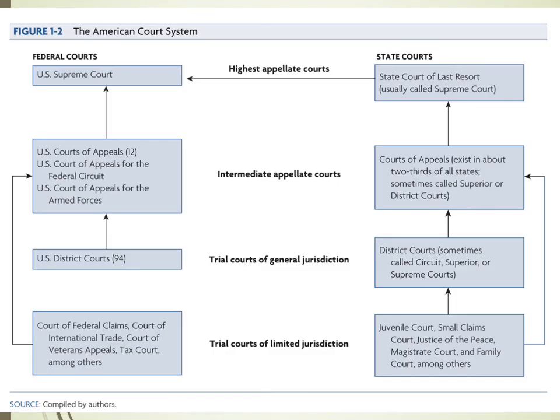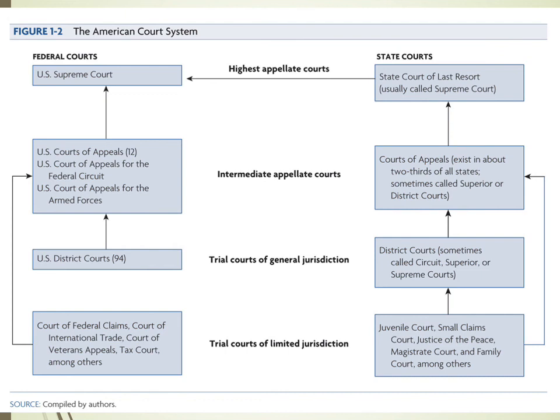This is the graph from your textbook that shows the way the American court system is designed. On the right-hand side of the graph are the state courts. Each state has its own court system. It's not established by the United States Constitution. That power is reserved to the states through the 10th Amendment. It's the constitutions and laws of each state that establish their state court systems. They're all different, although they have some similarities, okay?